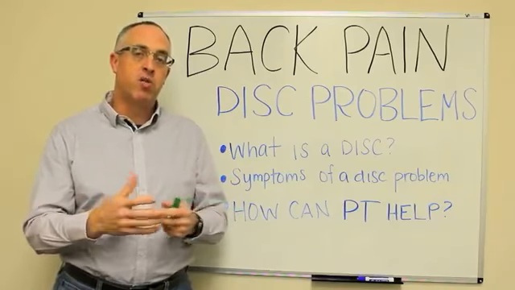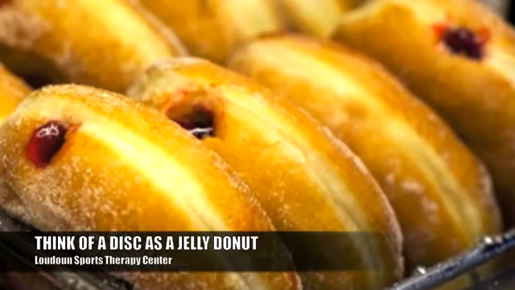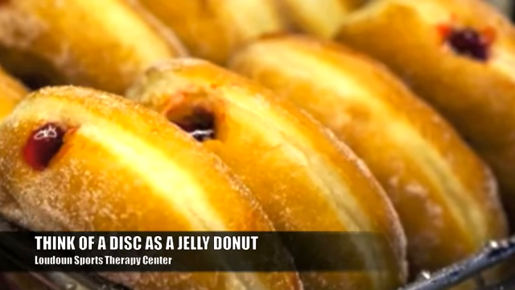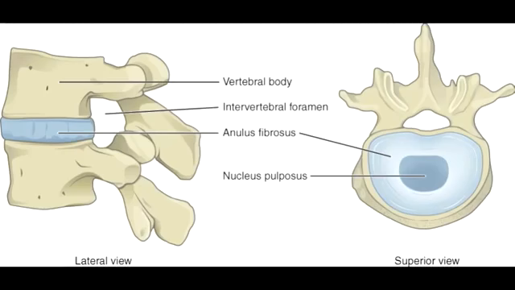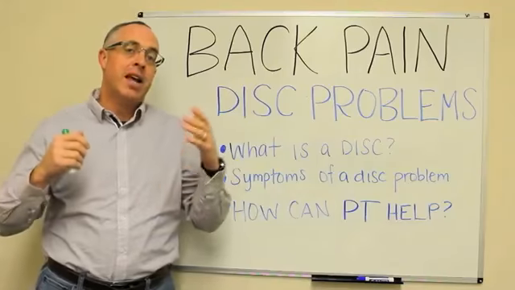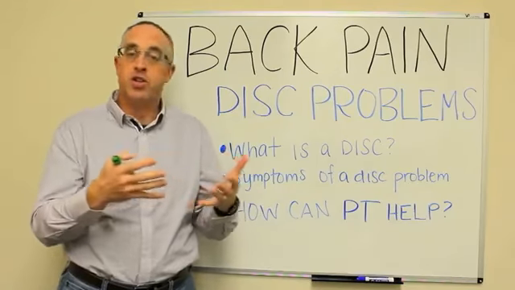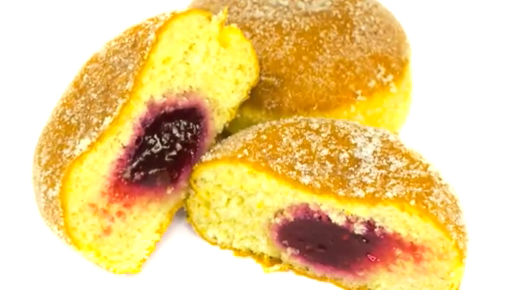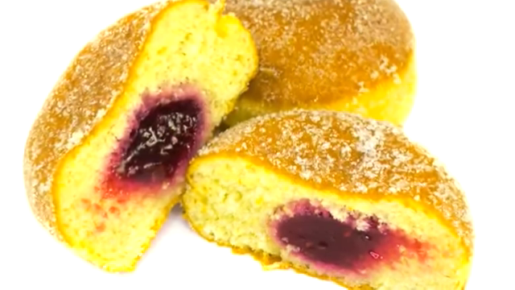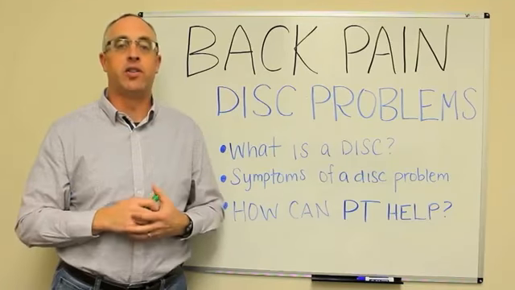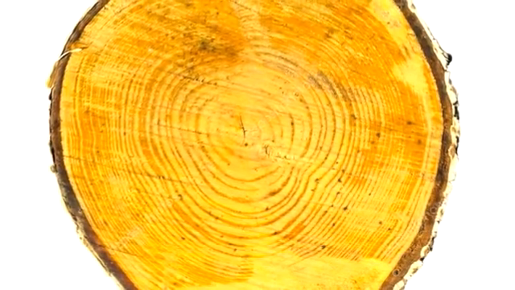I'll give you a picture of what a disc looks like. A disc is like a jelly donut. It has a round shape to it. It should be round, circular if you look at it from the top. If you look at it from the side, it should be oval shaped. It should almost be shaped like a football. In the center of that disc, there's fluid, just like jelly inside of a jelly donut. And then the disc itself is made up of many, many rings, kind of like the rings of a trunk of a tree if you were to cut it in half.